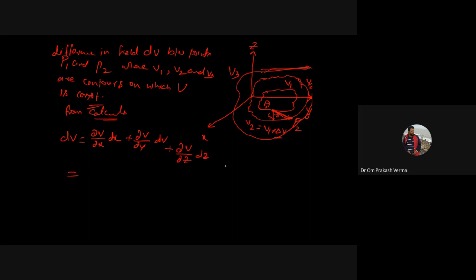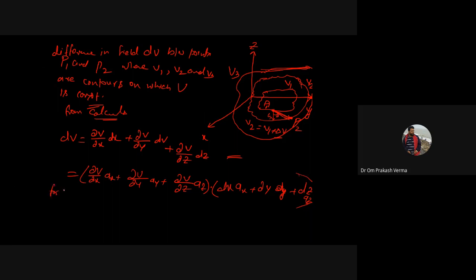With the help of some mathematical calculation, it is simply del V by del x ax plus del V by del y ay plus del V by del z az, dotted with dx ax plus dy ay plus dz az. Can we write like this? Yes, sir. Okay.